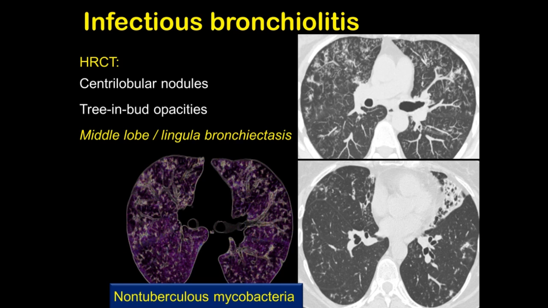The main causes of infectious bronchiolitis include non-tuberculous mycobacteria. We need to look at centrilobular nodules and tree-in-bud opacities, mainly associated with bronchiectasis in the middle lobe and lingula. This is a patient with non-tuberculous mycobacteria that has small centrilobular nodules, some of them resembling a tree-in-bud pattern, associated with bronchiectasis in the lingula and in the middle lobe, in a woman of 60 years old.